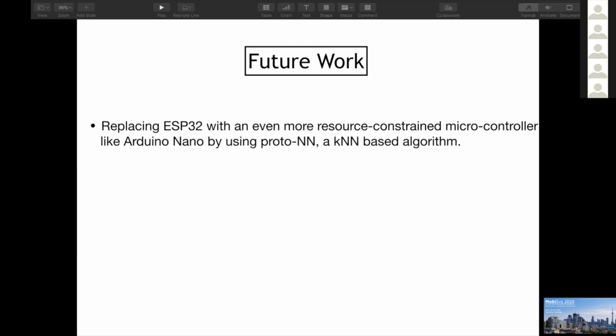For the future work, we would like to replace the ESP32 with an even more basic device. ESP32 is actually a powerful device, and we would like to replace it with a more resource constrained device like Arduino Nano. That would be possible if we use the Proton algorithm. It's a novel KNN based algorithm, which is specially designed for these type of microcontrollers, and it will improve the battery life of the wearable significantly.